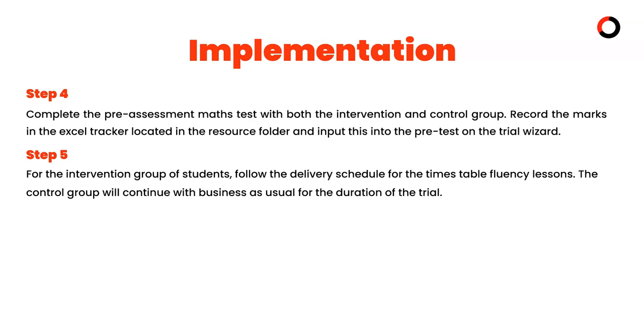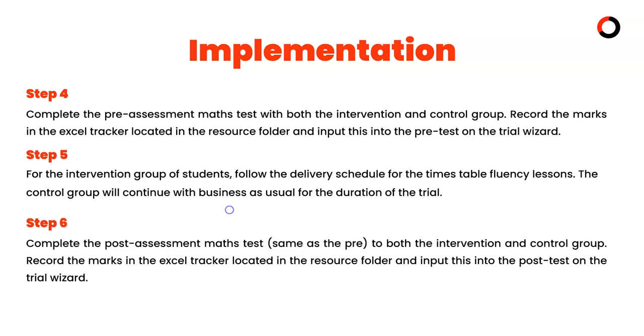Step 5, for the intervention group of students, follow the delivery schedule for the times table fluency lessons. The control group will continue with business as usual for the duration of the trial. Step 6, complete the post-assessment maths test, same as the pre, to both the intervention group and control group. Record the marks on the tracker and then input these into the trial wizard.